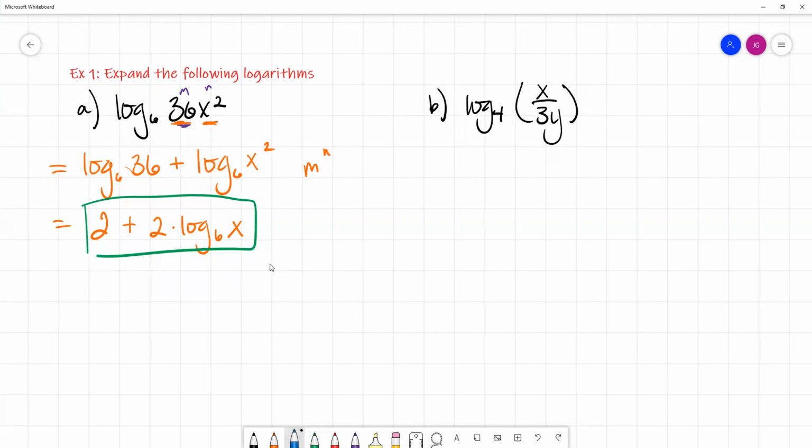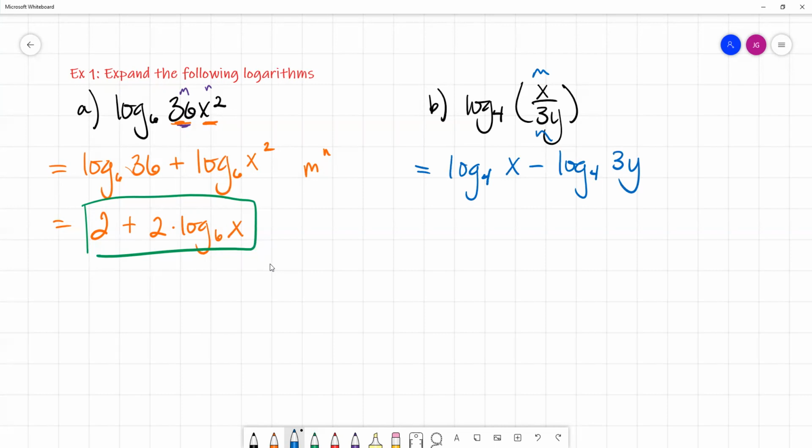So here, the first thing we see is m divided by n, right? This x divided by 3y. So we're going to use the quotient property that says I can just subtract two logs, one having m, one having n. So I have log base 4 of x minus log base 4 of 3y. Okay, so now look at your logs, see if you can keep going.